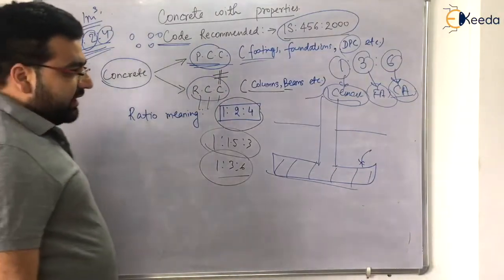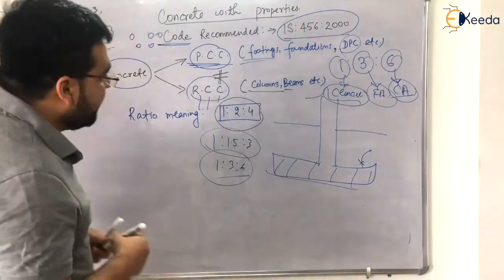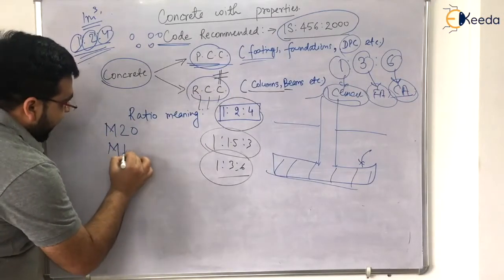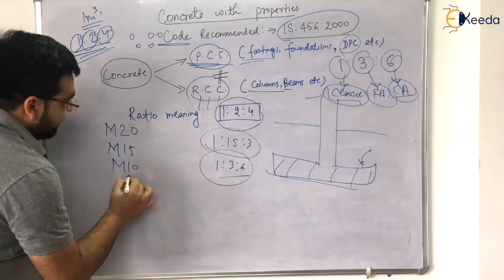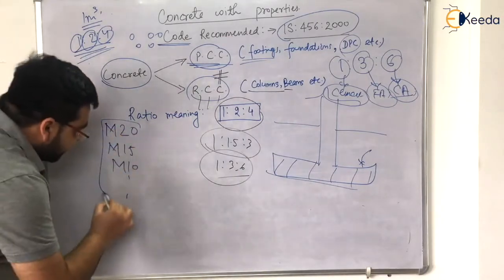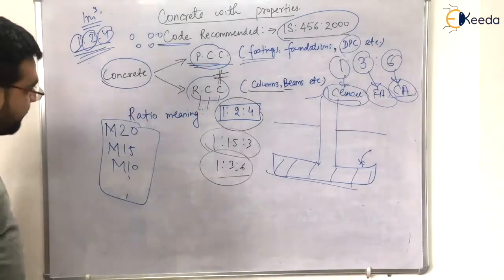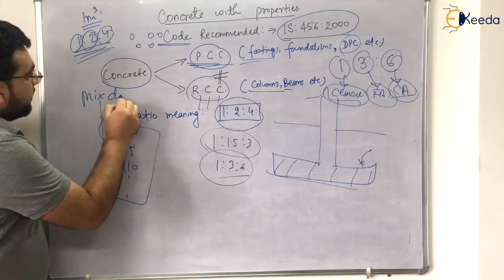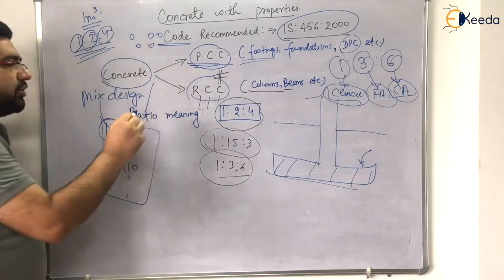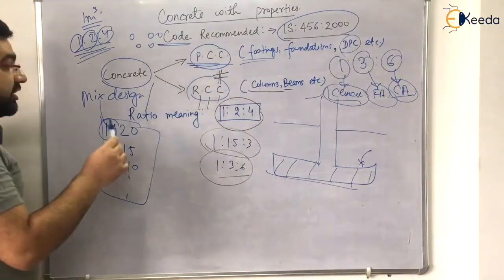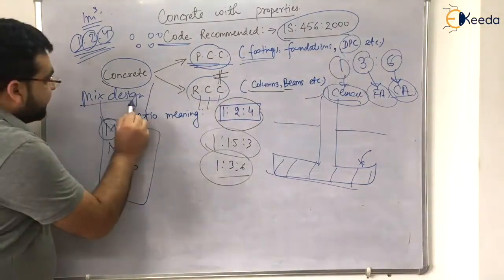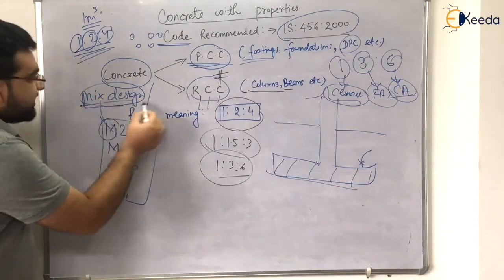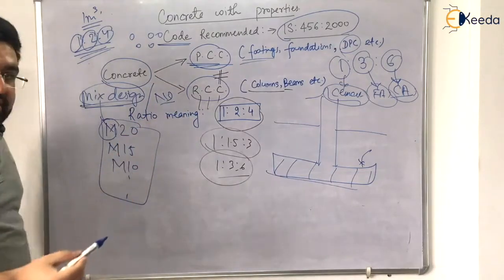Now the next thing is, there are some properties also, right? For example, you must have seen M20, M15, M10, and so on. Now what is this? Now let us discuss. Okay, M stands for mix. Mix design, or it is also known as design mix, right? There are two types of mixes. First one is the design mix and another one is the nominal mix. So what is the difference between the two, the design mix and the nominal mix? So let us discuss in detail.